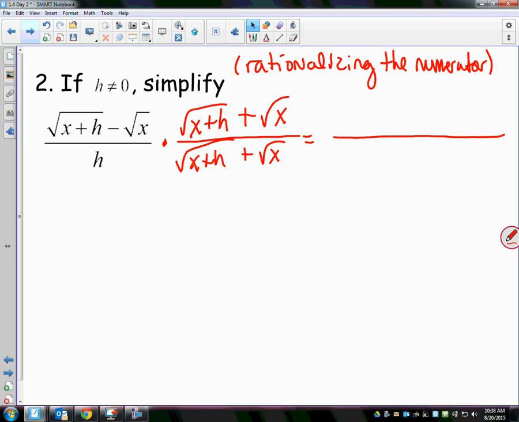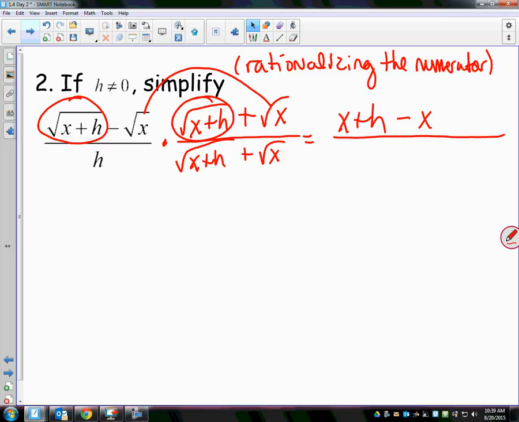But if I FOIL this out, if I take this square root times this square root, do you agree the square root's just going to go away, and I'm going to be left with x plus h? Because the square root of x plus h times the square root of x plus h, the square roots cancel out. Because one's a minus and one's a plus, do you agree that the middle part we don't have to do? I call that the OI of FOIL, the O and the I. So I'm just going to jump to the last part. The negative square root of x times positive square root of x is going to just give me negative x.